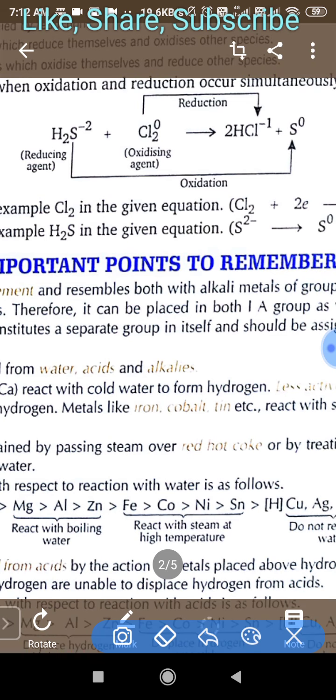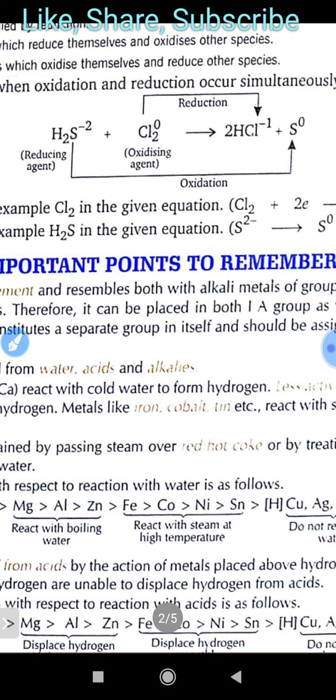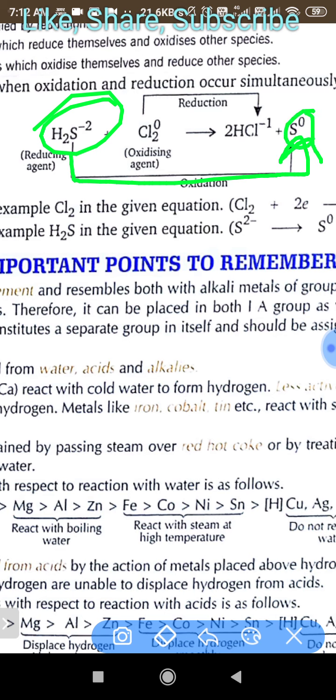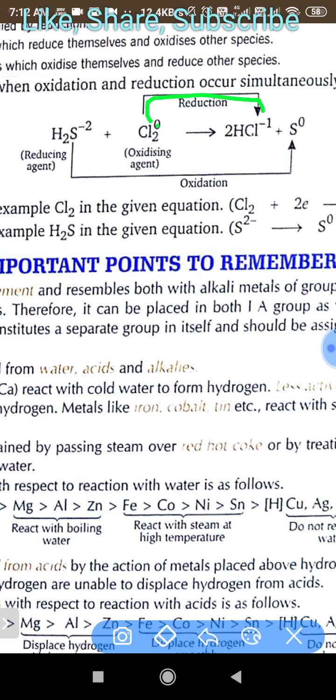In the reaction of hydrogen sulfide and chlorine, you can see easily that hydrogen sulfide acts as a reducing agent. Two electrons are removed from sulfur, which means the oxidation process takes place here. And chlorine, the oxidizing agent, gains one electron here, so it means the reduction process takes place.